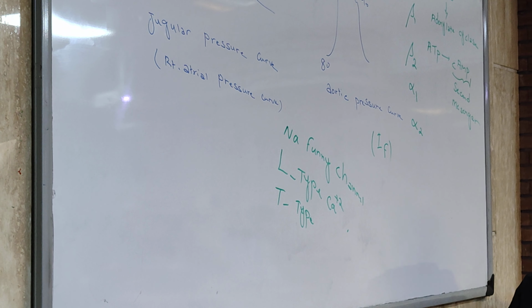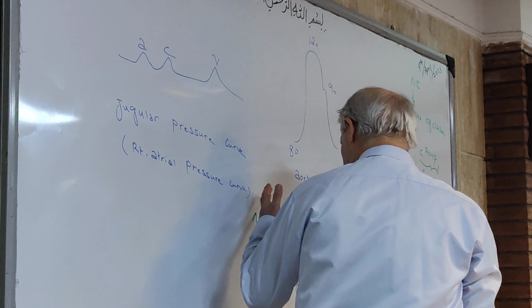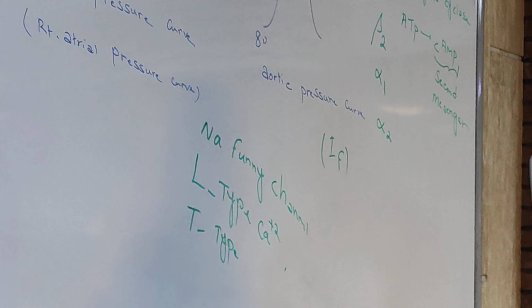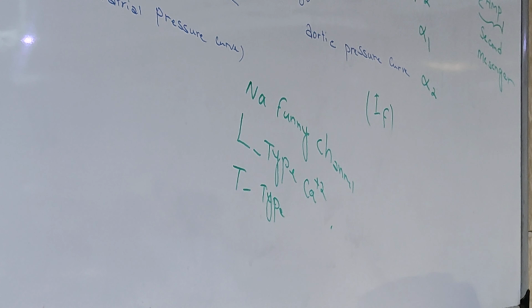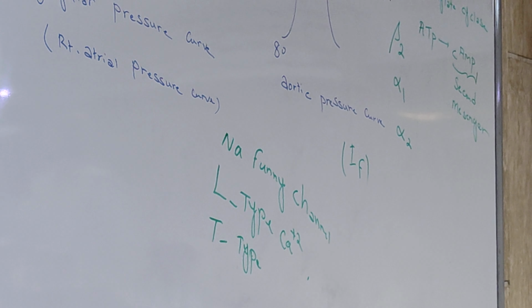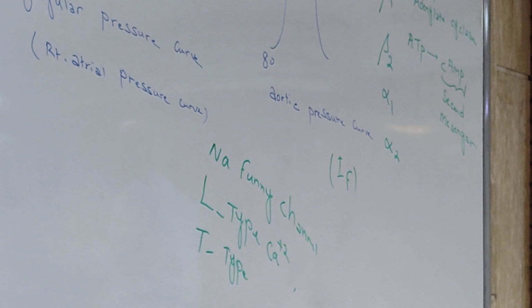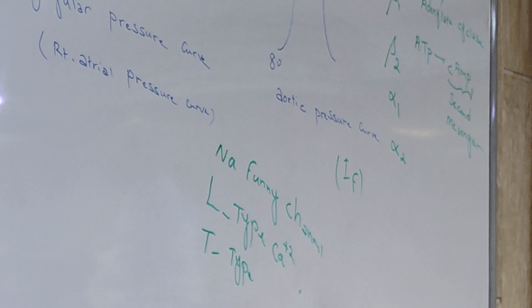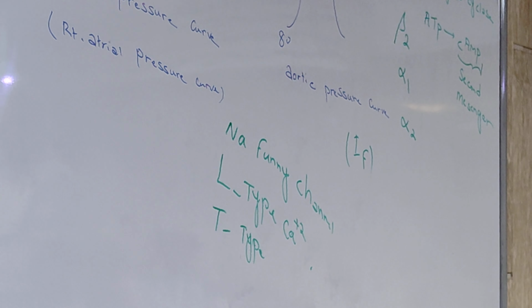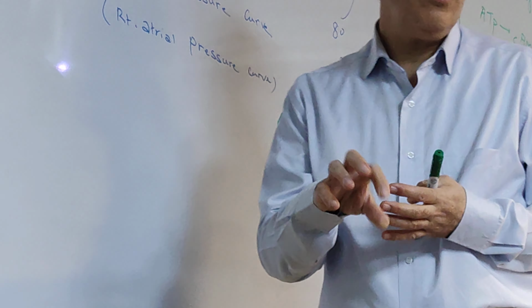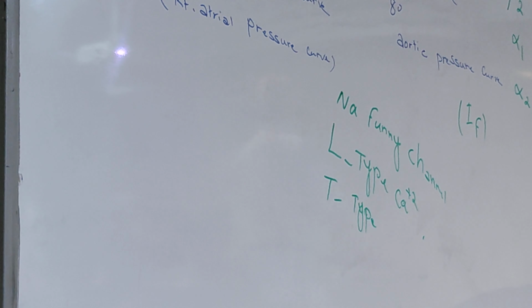So if you activate beta 1, these channels can be activated. When more sodium coming into the cell, then the time gap between the resting state till the threshold will be reduced. This is called diastolic depolarization. The time gap that is needed to reach the threshold from the resting state will be reduced, and the heart rate will be increased. This is the mechanism of action of sympathetic activation in the heart.